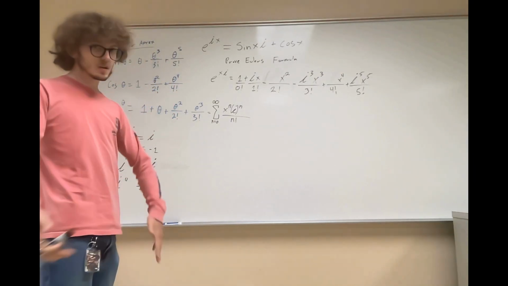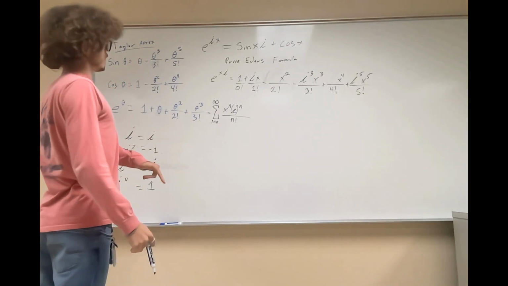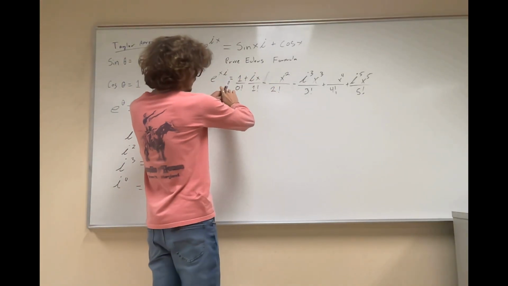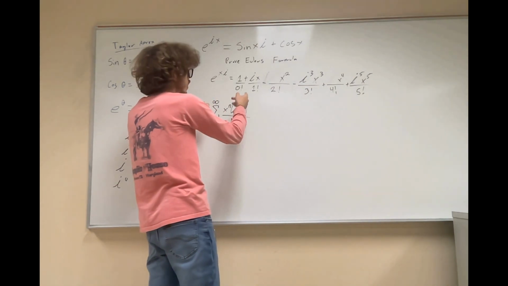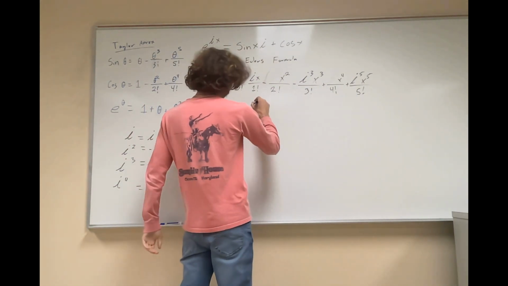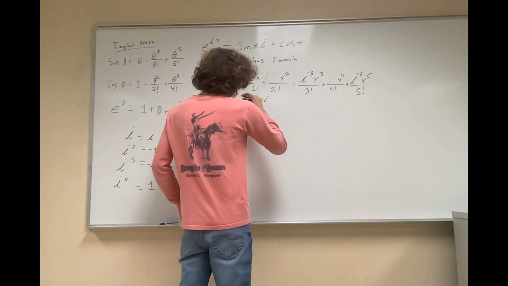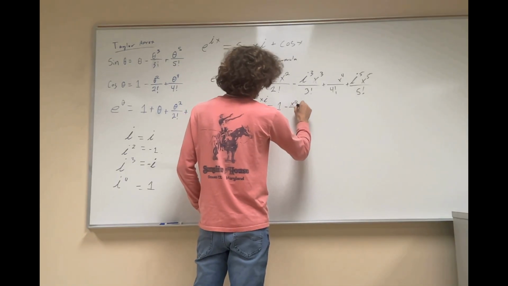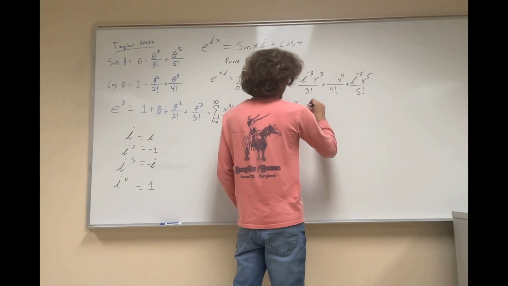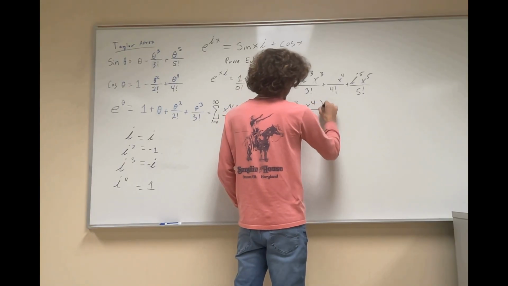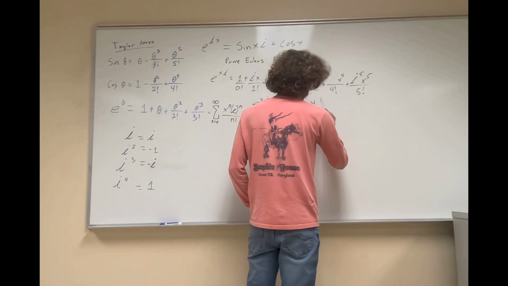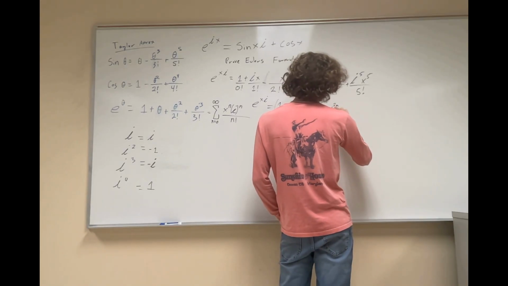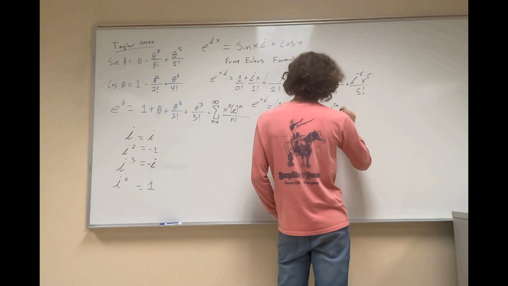Now we're going to group some terms, because then we're going to start to see a pattern. I am going to group every even term, including the 1 here, with the other guys. So e to the xi is equal to 1 minus x squared over 2 factorial plus x to the 4th over 4 factorial. And this is going to continue until we get to x to the 2n over 2n factorial, right?